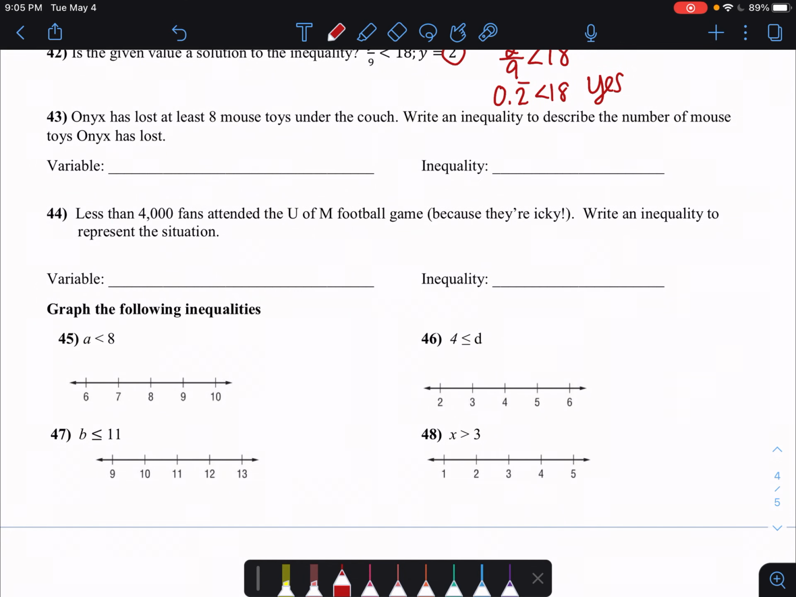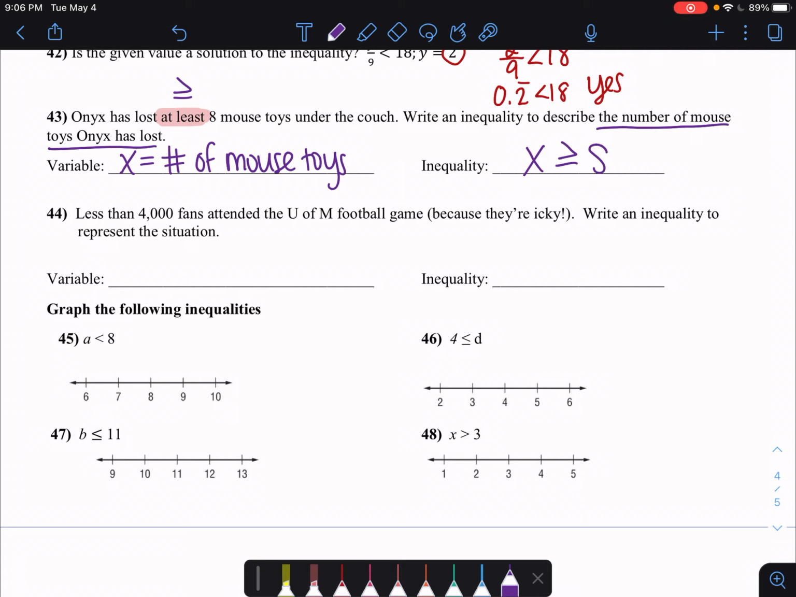Number 43 says Onyx has lost at least 8 mouse toys under the couch. Write an inequality to describe the number of mouse toys Onyx has lost. So my variable is going to be the number of mouse toys. And then for my inequality, I need to identify the keywords. In this situation, it is at least. And at least means greater than or equal to. And then when you write your inequality, it's going to be variable, symbol, and then number. So x is greater than or equal to 8.